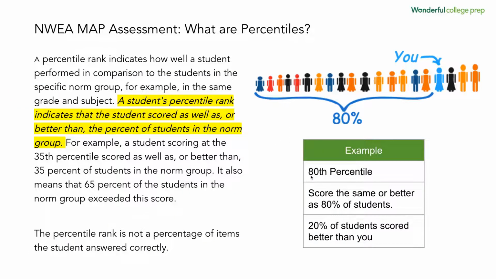All right, so next, that's the RIT score, but another score you're going to get that's super important are percentiles. Now, percentile ranks indicate how well a student performed in comparison to all other students who took that same test.